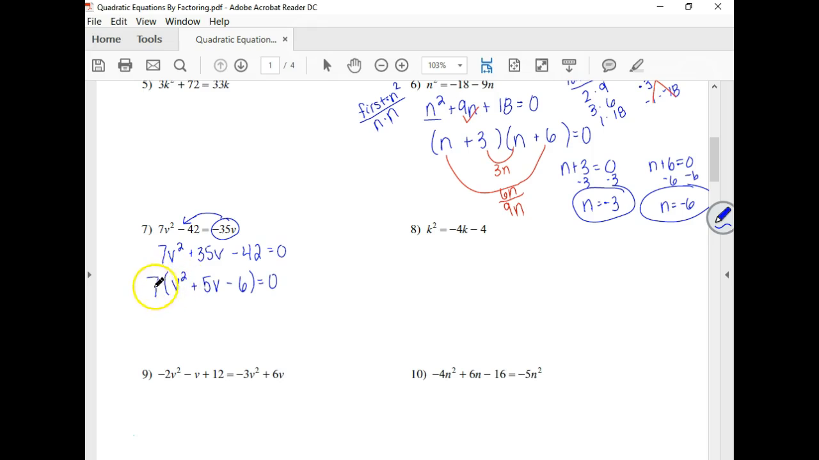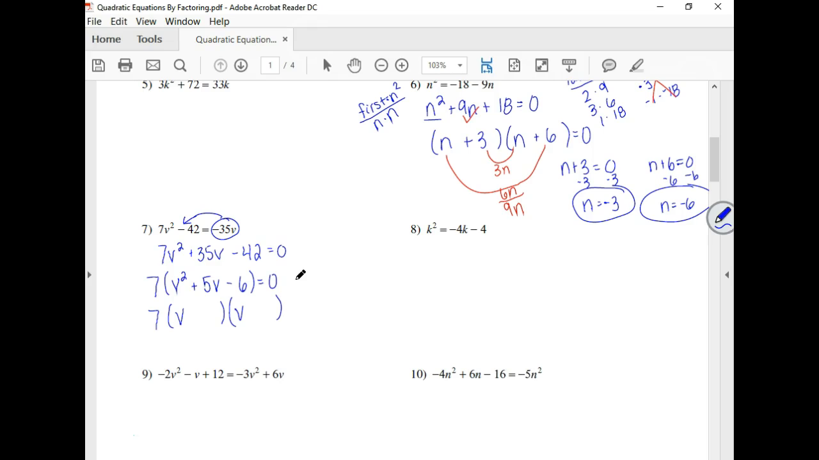If I multiplied that 7 back, I would get 7v squared plus 35v minus 42. So it is helpful to factor out that greatest common factor. It gives you smaller numbers to factor with. So now as I look at this here, I see that I have a v squared as my first term of this quadratic, so I know that that will give me a v and a v here.